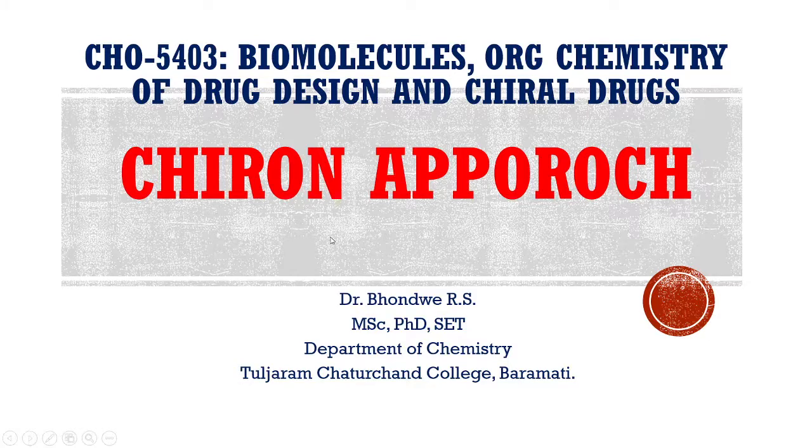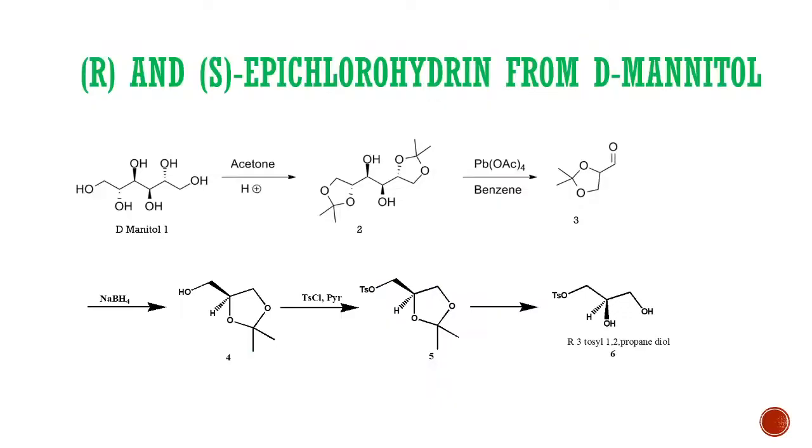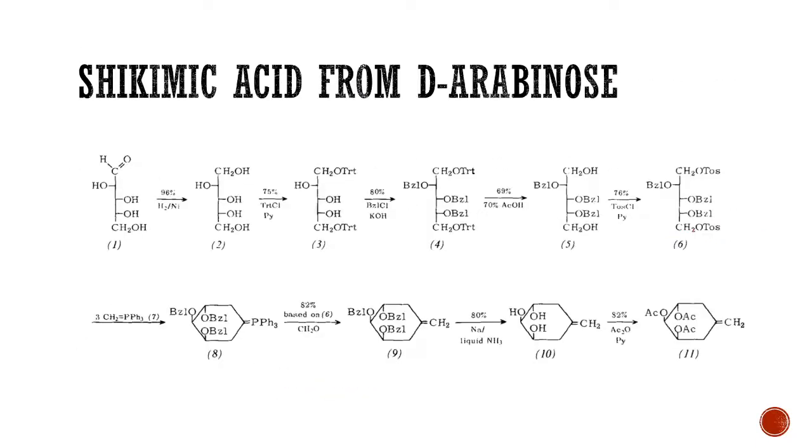We are discussing the chiron approach, in which we have discussed what is meant by the chiron approach and how cheaply available chiral molecules can be used for preparing expensive unnatural natural products or chiral molecules. So friends, we have started discussing the synthesis of some important unnatural natural products which are very useful in various kinds of organic transformations. We started with R and S epichlorohydrin from D-mannitol. Today we are going to discuss the synthesis of shikimic acid from d-arabinose.